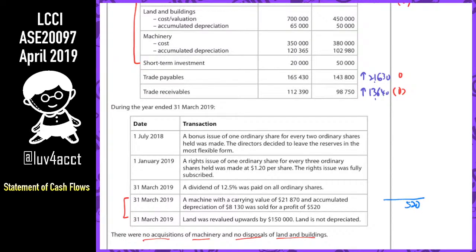We are not told about the cost, but the carrying value is 21870. Accumulated depreciation 8130. With this we can calculate the cost first: 21870 plus 8130, the cost being 30,000. Let me check. Yes. And then we can also calculate the proceeds.